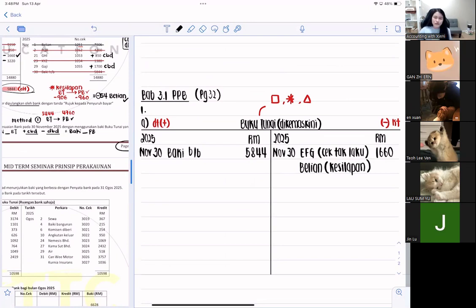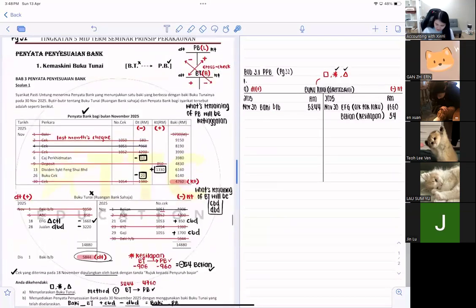It did appear in my buku tunai last time, and now you're doing it again. I need explanation, so we continue with the negative 54 because it's lack of this number. Okay, so once cek tak laku and kesilapan are done, the last one I need to put into this section is my ketinggalan. So ketinggalan comes from this section.